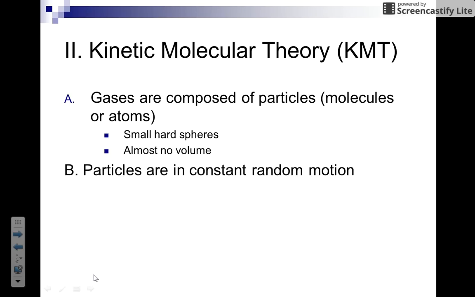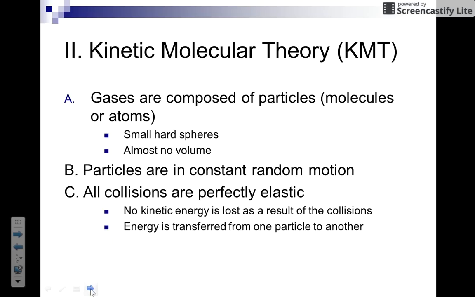The second part of the kinetic molecular theory says these particles are in constant random motion. So since they're in constant random motion, they're going to collide. They will collide with the walls of the container, and that's where the gas pressure is created, by the collisions with the walls of the container. And they also can collide with one another.